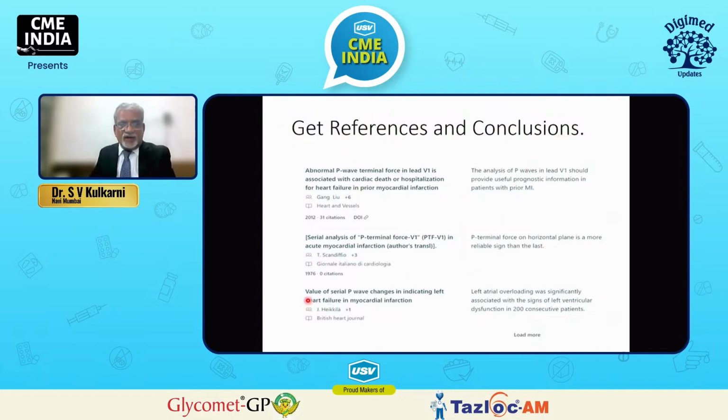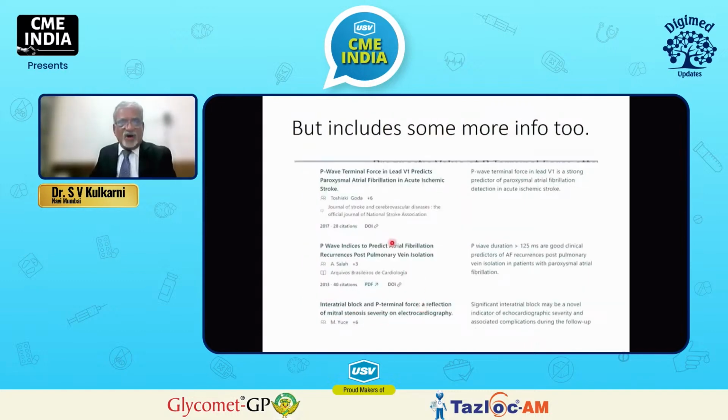So, what is the value of serial P-wave changes indicating left heart failure in MI? Or you ask some odd question, like does it predict paroxysmal atrial fibrillation in acute ischemic stroke? Definitely something very important. Does it indicate atrial fibrillation recurrence post-pulmonary vein isolation?